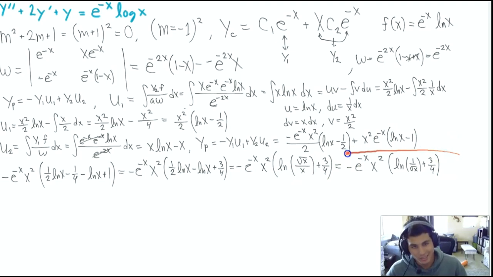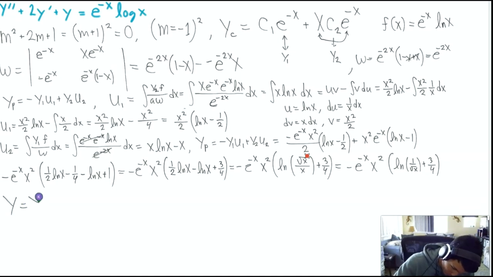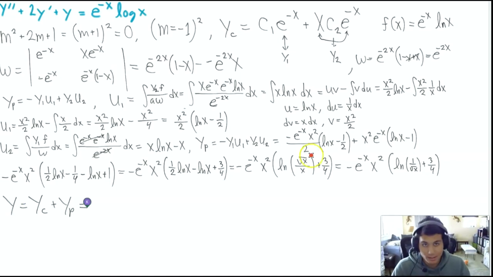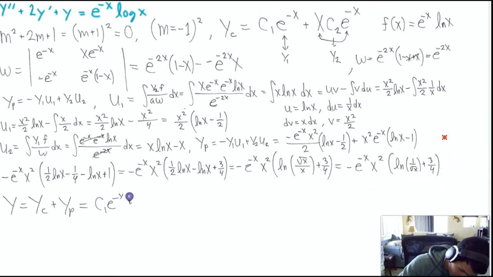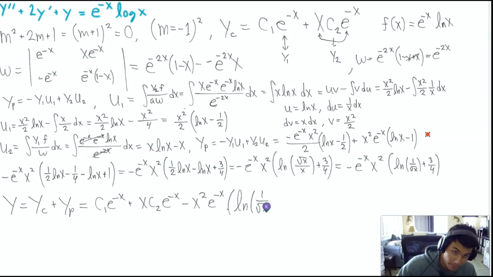Okay, this is like the nicest it can look unless we want to start putting this stuff in here. So we're going to leave it like that now. So y is equal to yc plus yp. Yc is up here. Yp is over here. So y = c1 e^(-x) + c2 x e^(-x) - x² e^(-x) ln(√x) + 3/4. So this is our final answer.